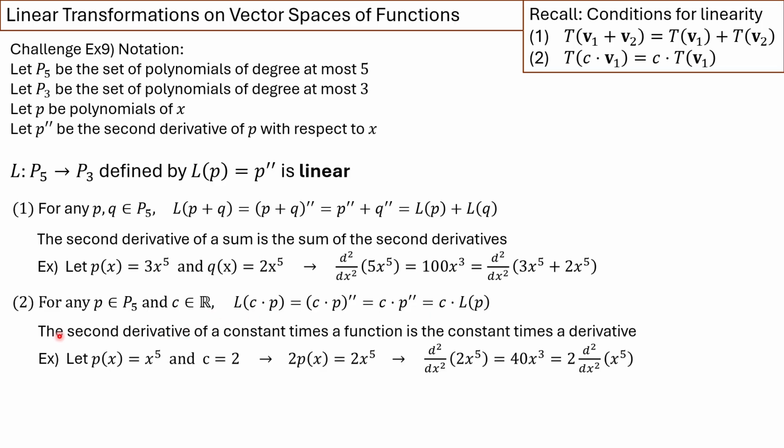All right, so here's an example. If you take p of x is x to the 5 and c is equal to 2, well then c times p is going to be 2 times x to the fifth. The second derivative of that is going to be 40x cubed. That's exactly what you get if you took the second derivative of x to the fifth, which is 20x cubed, and then multiplied it by c, which is going to get you 40x cubed again.